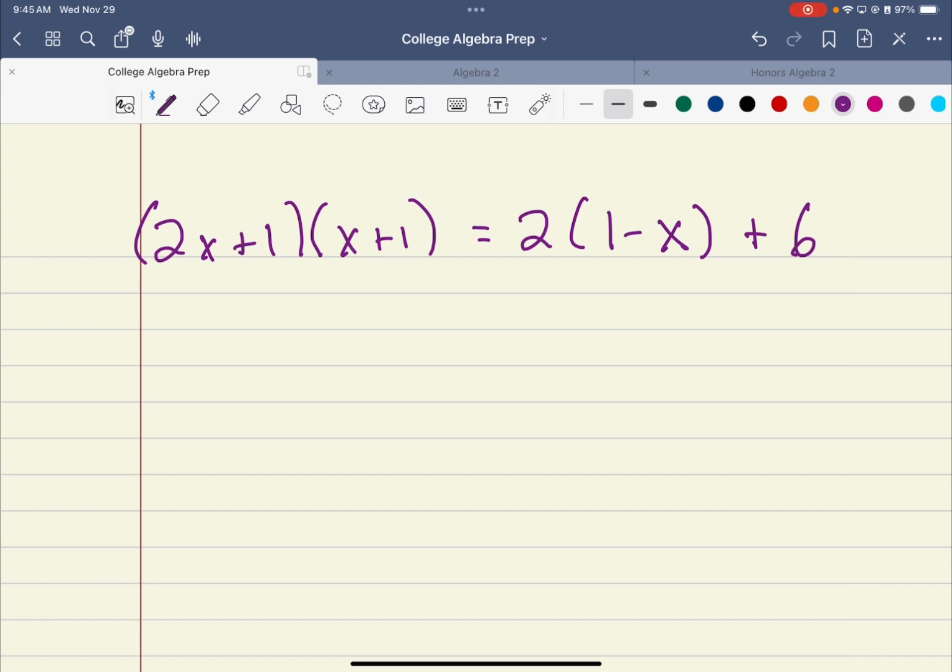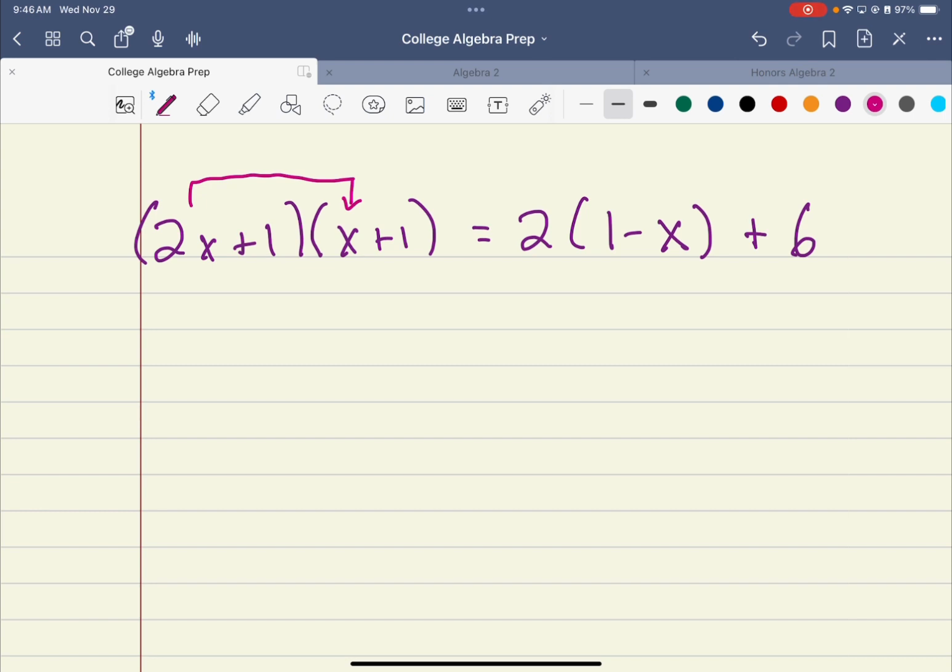Okay, so now we've got this long, complicated thing that we have to solve. Now, what I can't do is say 2x plus 1 equals 0 or x plus 1 equals 0. Can't do that because it doesn't equal 0. You can only use that property if it equals 0. Well, this doesn't equal 0. So we're going to have to do some fun math with this type of problem. So we're going to go ahead and FOIL this out.